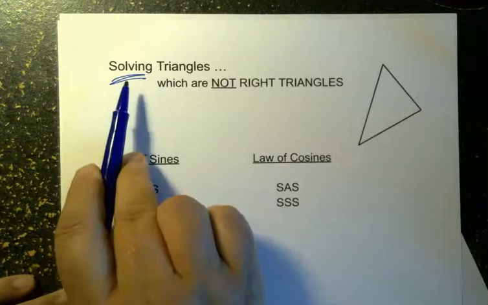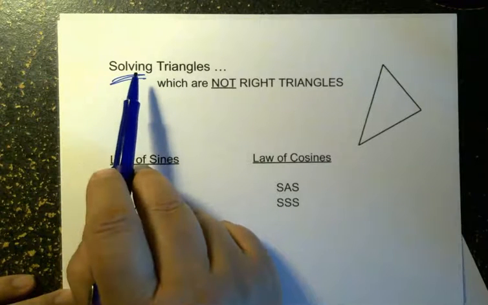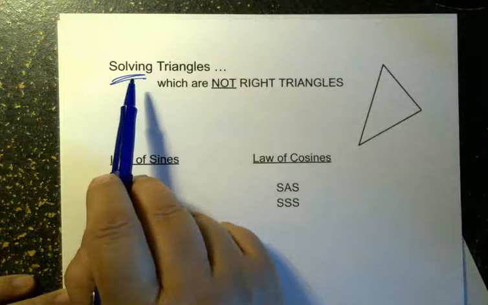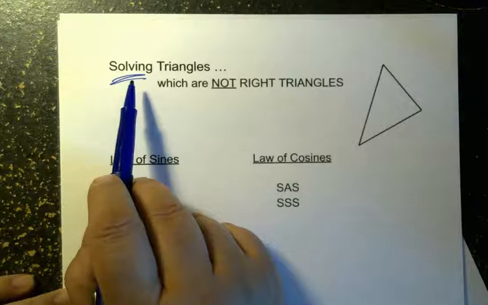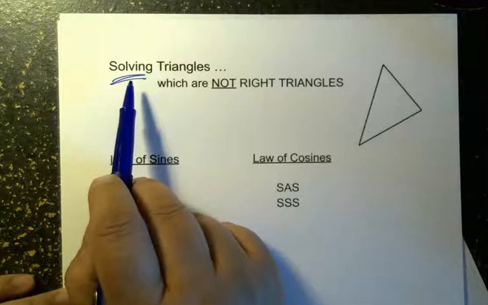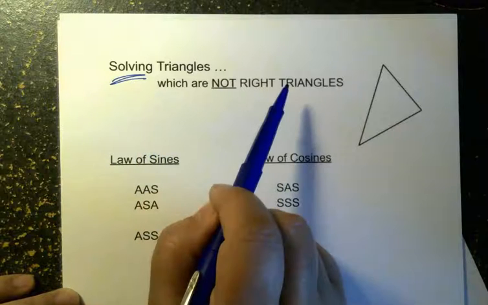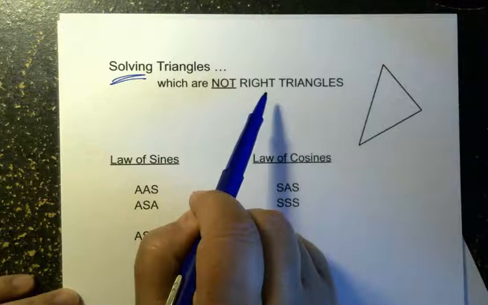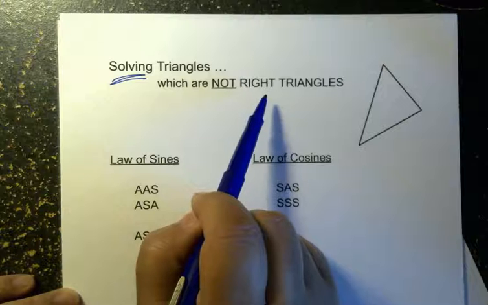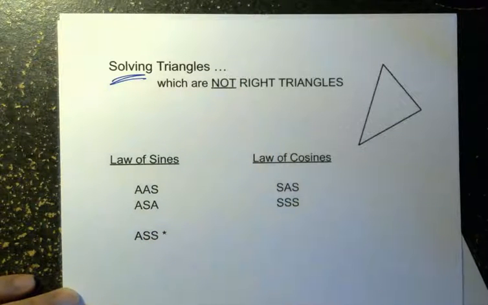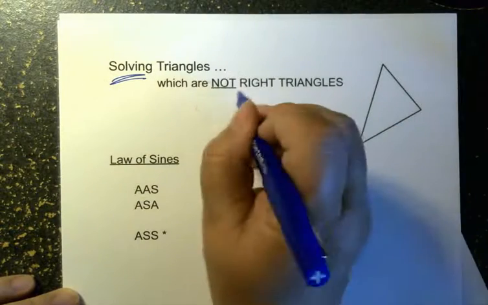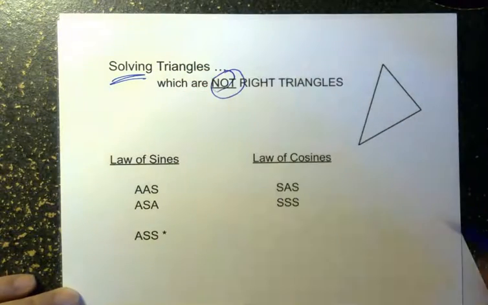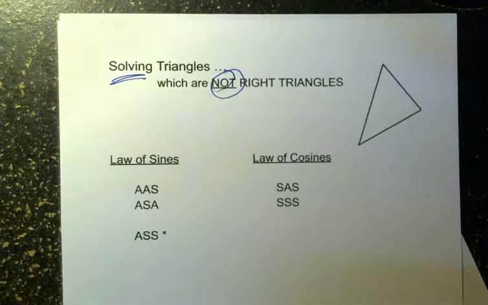So to solve any triangle means to find all three sides, to know what the lengths are for all three sides, and to know what the angle measures are for all three angles. But in the past, you've only done it with right triangles, so you were able to use things like the Pythagorean theorem, or right triangle trig like SOHCAHTOA, or even the fact that the two acute angles would add up to 90. We can't use those if we don't have a right triangle.